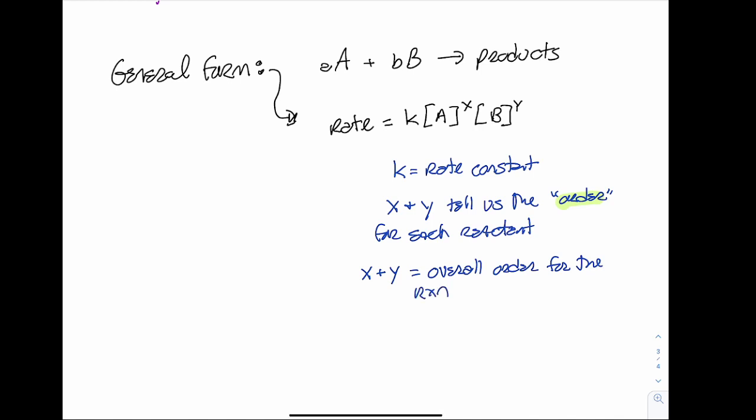And then again, I've said this a few times, we've been using it all week, but we'll write it down. Those brackets mean molar concentration. So the concentration expressed in molarity, right? Moles per liter.